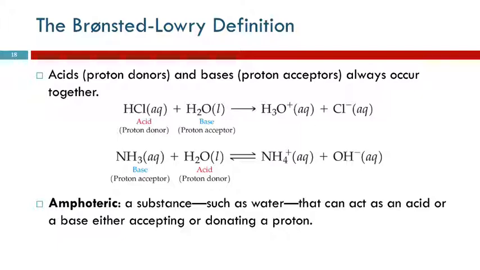If there's an acid donating a proton, there has to be a base accepting the proton. And in order for the base to accept a proton, there has to be an acid to give it up. In order for the babysitter to have a child to babysit, there has to be a parent to give them the baby. Does that make sense? So the acid and the base have to be together.